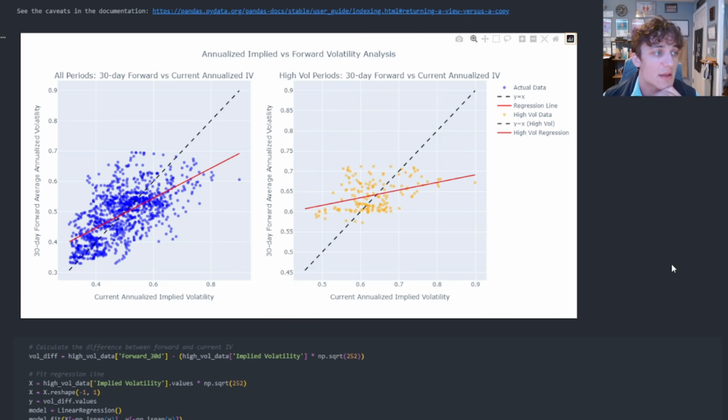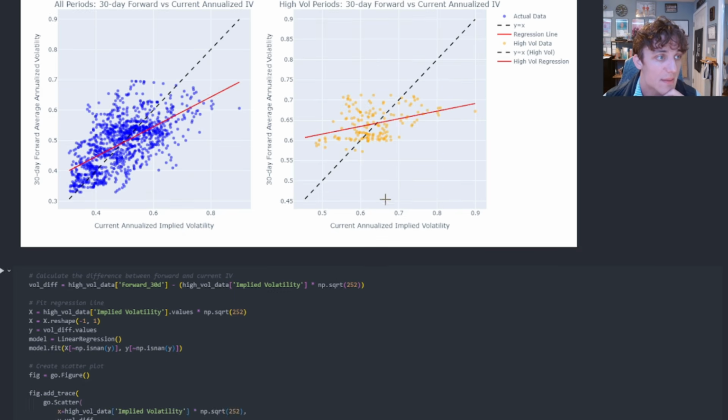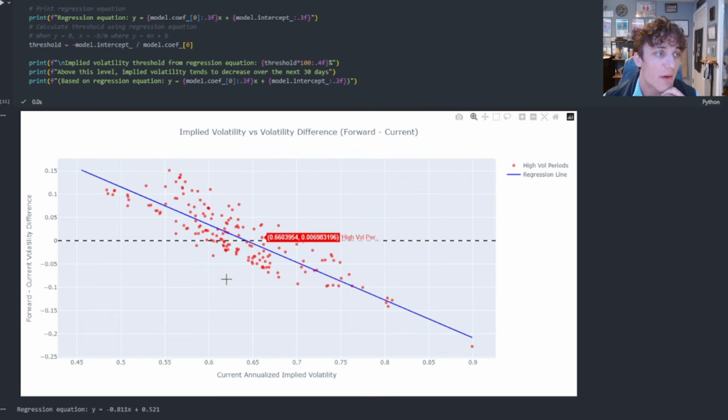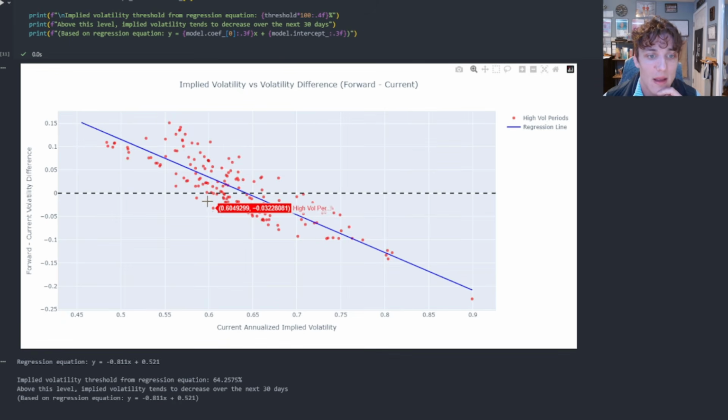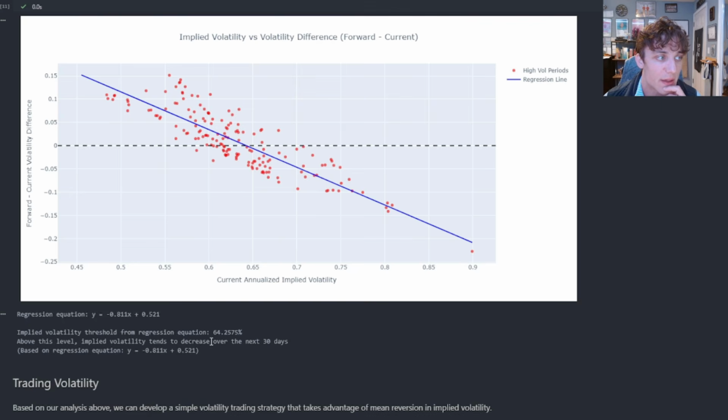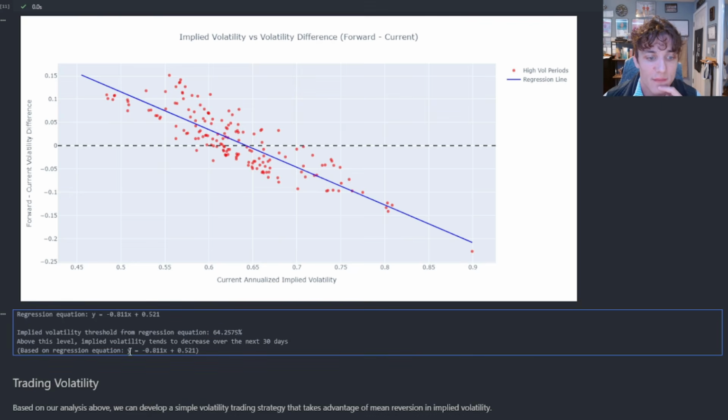So here we're just going to look at this high volatility period, and it's kind of deceptive, right? This is a very productive chart, I will say, because of this y equals x line. But if we just take the forward difference and look at the difference between the volatility at spot and then the forward realized implied volatility, the effect is far more pronounced, right? We can see that, wow, at somewhere around 0.64, and in fact I solved for it here at 64%, volatility tends to decrease over the next 30 days.